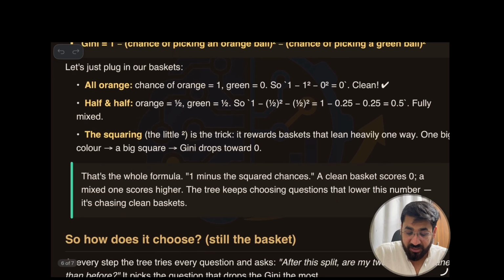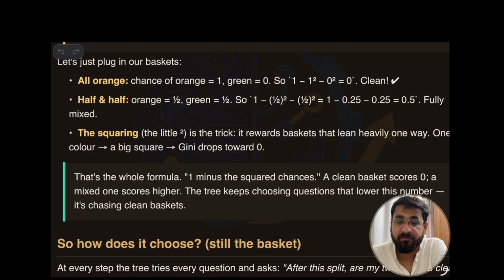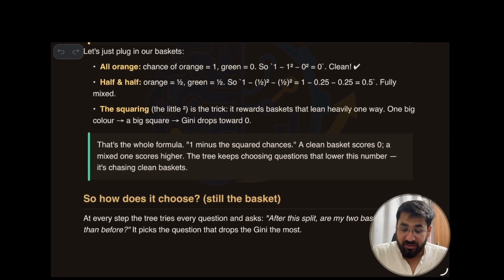Now the question comes, why are we squaring? Why not 1 minus the probability of orange ball minus the probability of green ball? The reason is it rewards the basket that leans heavily to one side, one color. Okay, with the square, the Gini drops to 0 fast. So it just favors certain conditions, and that's the reason we have squaring in place.